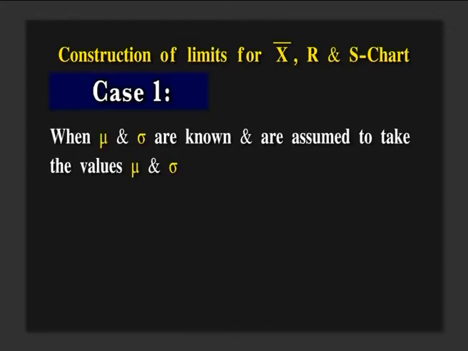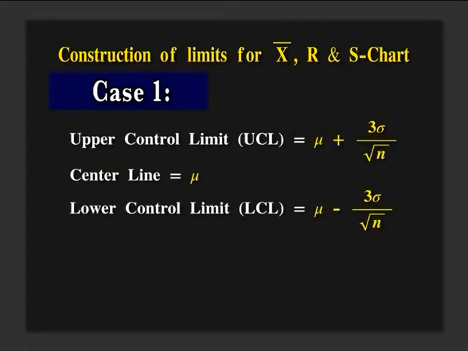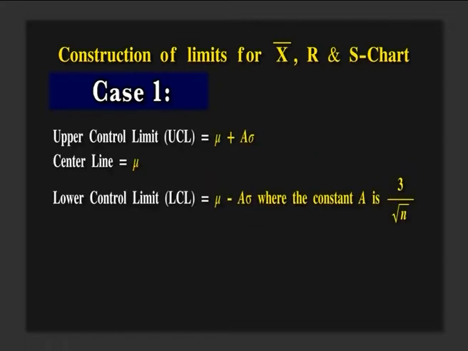Case 1. When mu and sigma are known and are assumed to take the values mu and sigma. The upper control limit is mu plus 3 sigma by root n, central line is mu, lower control limit is mu minus 3 sigma by root n. It can also be written as the upper control limit is equal to mu plus A sigma, central line is equal to mu, lower control limit is equal to mu minus A sigma, where the constant A is given by 3 by root n. The constant A is directly available from the tables of constants, so the formula for limits is reduced in terms of A.